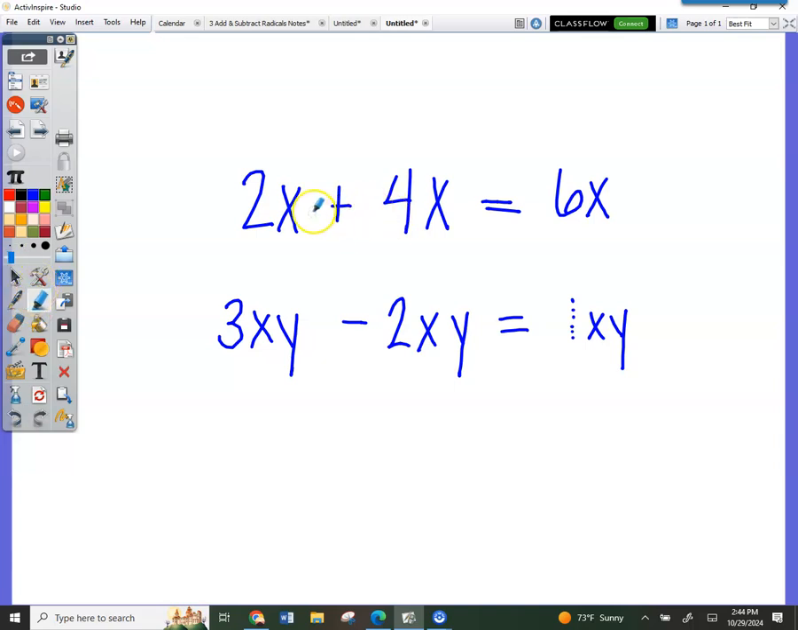Do you notice how this had an x and this had an x, which lets me know they're like terms? So I was able to combine the coefficients, keeping the x. Do you notice how this one had xy, xy? So I was able to combine the coefficients and I still have an xy. All right, what about this?